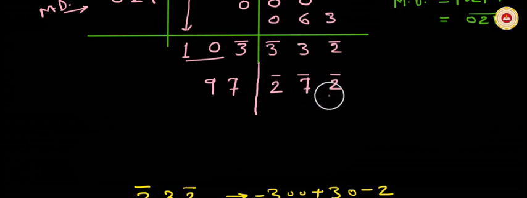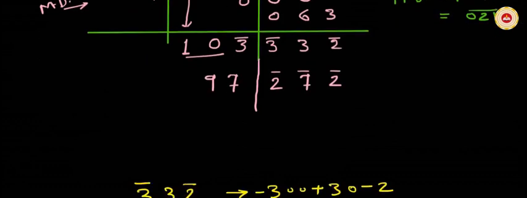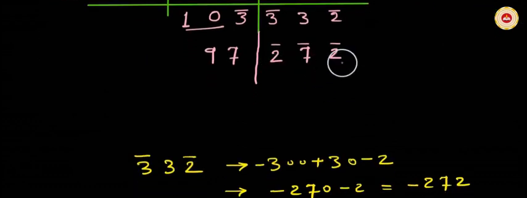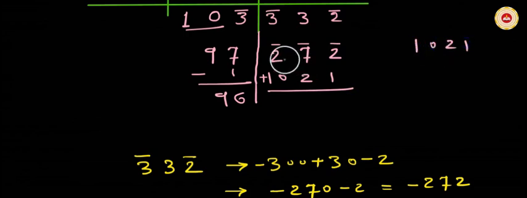That means we are going to add given divisor 1021 to this minus 272, the negative remainder, and reduce quotient 97 by 1. So 97 minus 1 is 96. Okay, and add 1021 to negative remainder to get positive remainder. Okay, so 272 is negative and 1021 is positive.